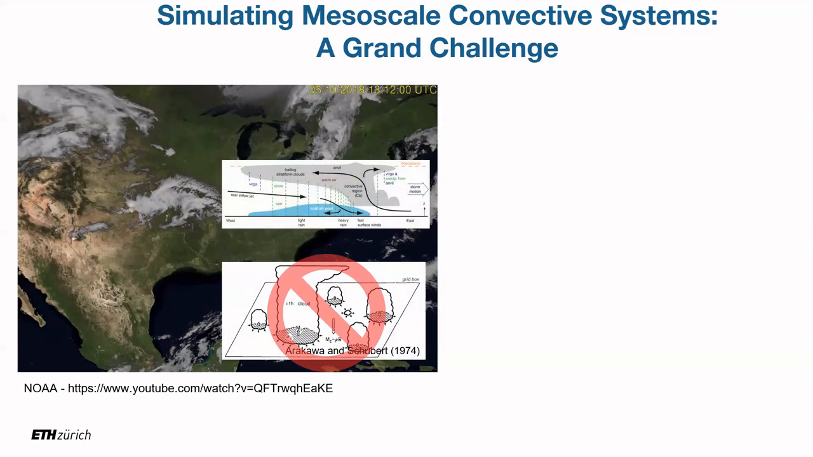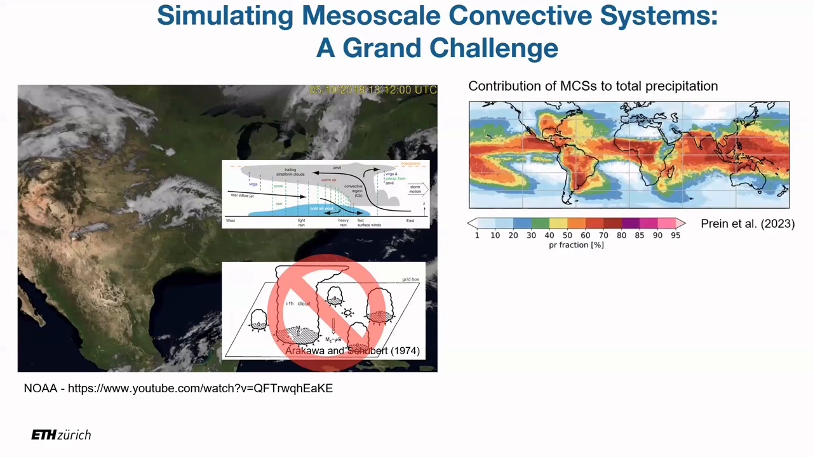So you can see there's a slantwise overturning circulation in these MCSs that is really completely missing in coarse resolution simulations. When you look at observations, they are really important for the hydrologic and energy cycle of the globe. What you can see here is the proportion of rainfall annually that comes from MCSs compared to the total rainfall.